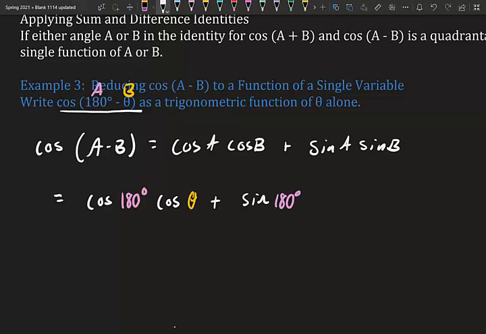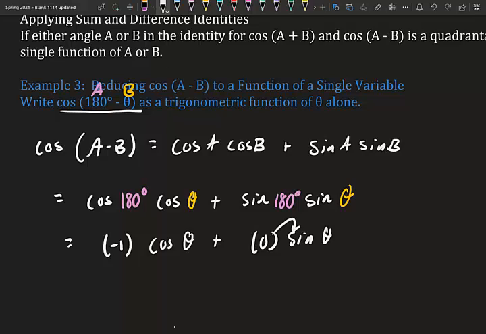And then sine B, which is theta. So we're going to simplify because cosine 180 on the unit circle is -1, and then cosine theta is just cosine theta. Sine 180 on the unit circle is 0, and sine theta is just sine theta. So we have 0 times sine theta, that goes away. All we're left with is -1 times cosine theta, which is negative cosine theta.